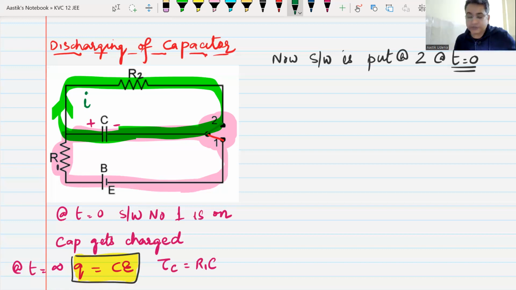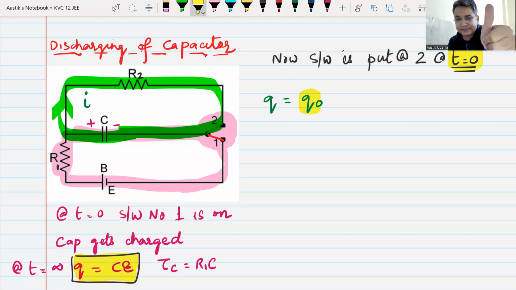So what we have to find out is the value of charge on the capacitor as a function of time. So how am I going to do this? I will just write the final result because that is the one that is important to us. Q, the charge on the capacitor at any time, will be equal to Q naught. What does Q naught stand for? Q naught stands for the charge on the capacitor at t is equal to 0. Do we understand this? T is equal to 0 means this time where I have started the discharging process. Do we understand this?